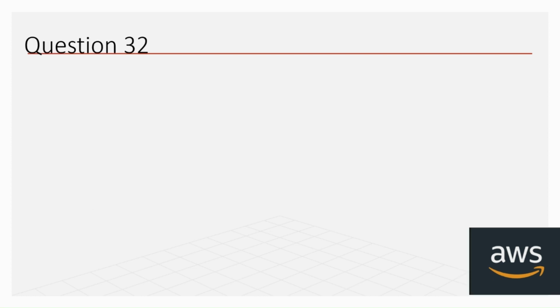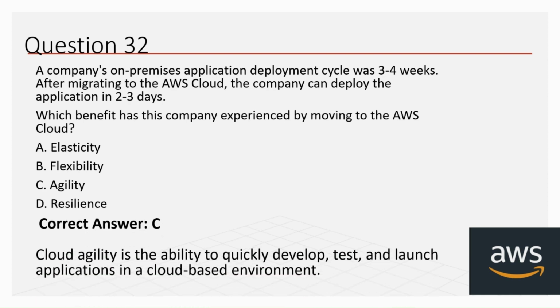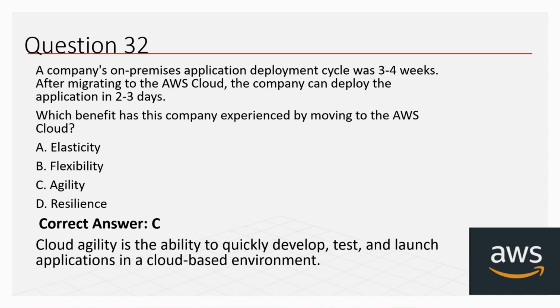Now let's look into the next question, which is question number 32. A company's on premises application deployment cycle was 3 to 4 weeks. After migrating to the AWS cloud, the company can deploy the application in 2 to 3 days. Which benefit has this company experienced by moving to the AWS cloud? The options are elasticity, flexibility, agility, and resilience. And the correct answer is agility. Why is it agility? Because cloud agility is the ability to quickly develop, test, and launch applications in a cloud based environment. This is something that contributes towards doing your work quickly. Therefore, agility is the correct answer.